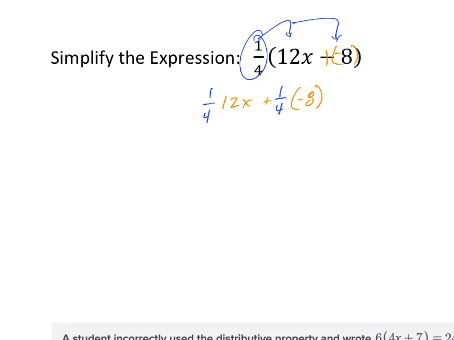Okay, well, so 1/4 of 12 is 3. So this is going to be 3x. And 1/4 of -8 is -2. So this is going to be plus -2. So the simplest answer here is going to be 3x minus 2.